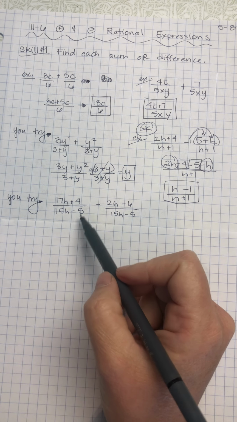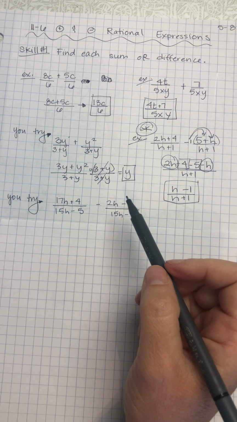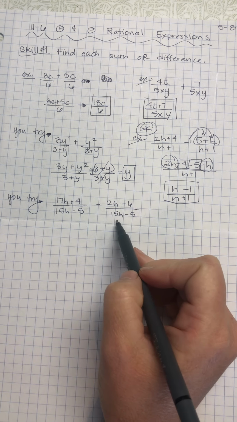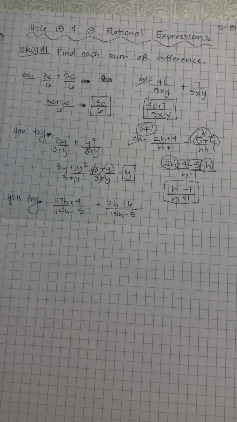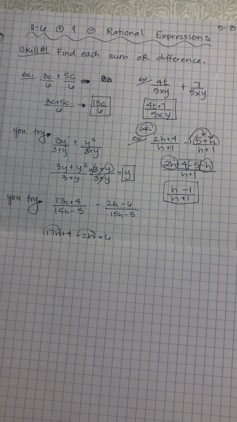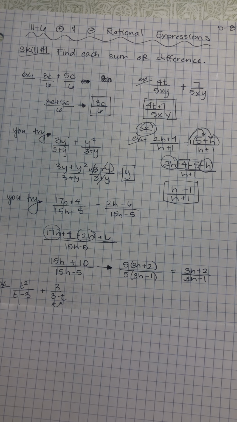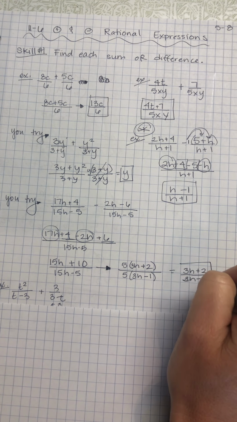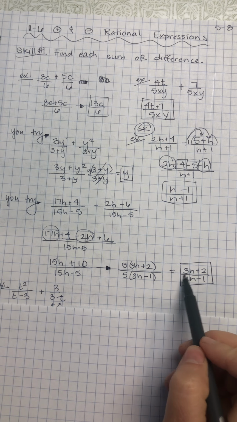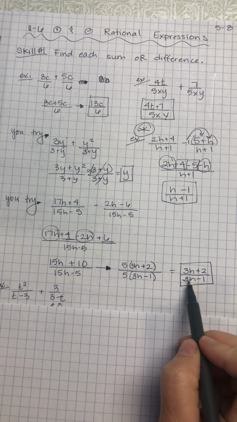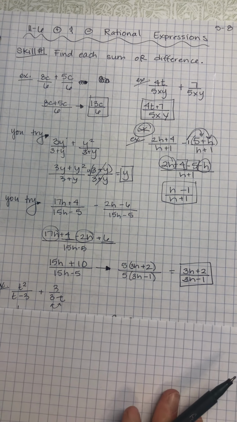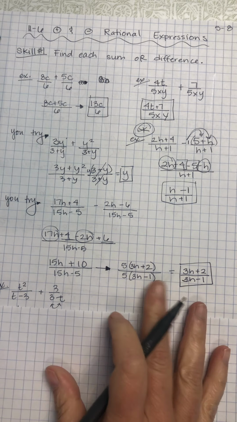17h plus 4 over 15h minus 5. This one's a subtraction problem. Minus 2h minus 6 over 15h minus 5. Pause it. Final answer should be 3h plus 2 over 3h minus 1. Okay? All right, let's take a look at another type of problem.